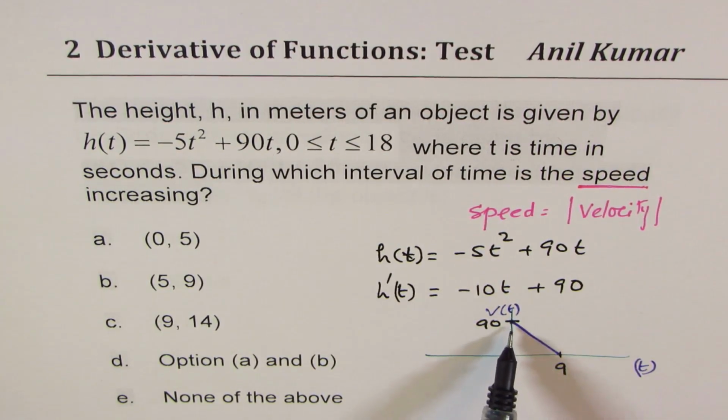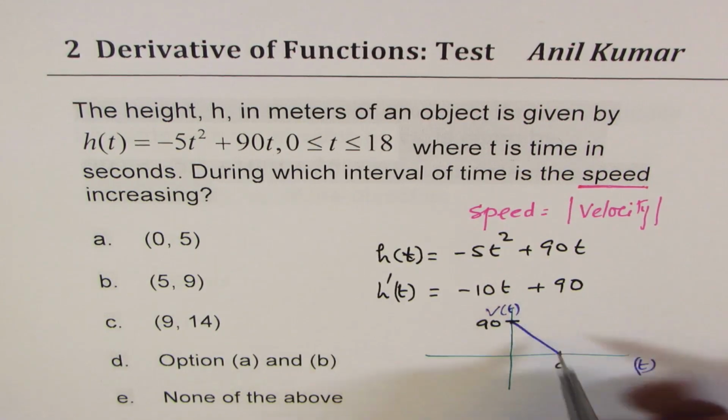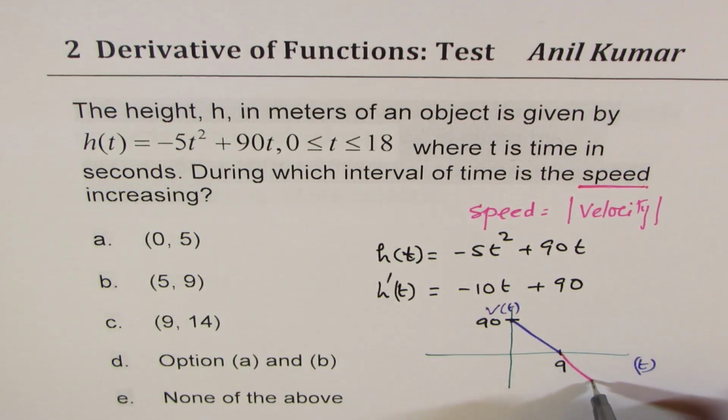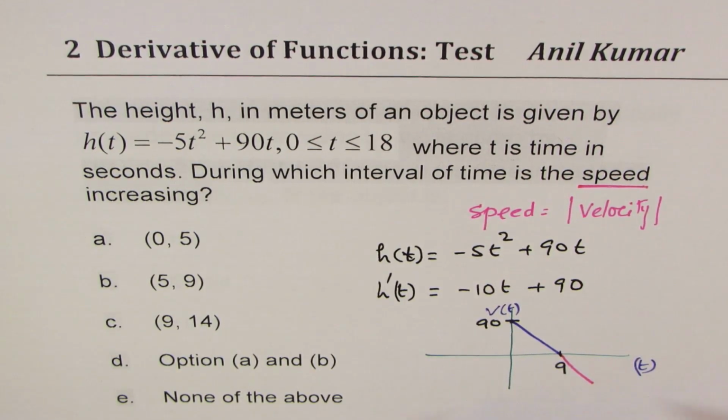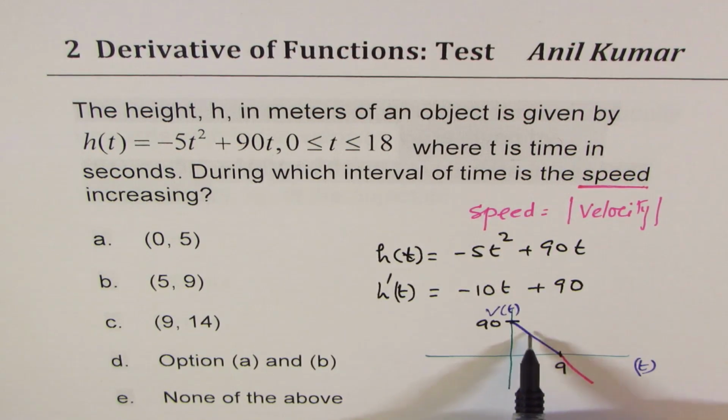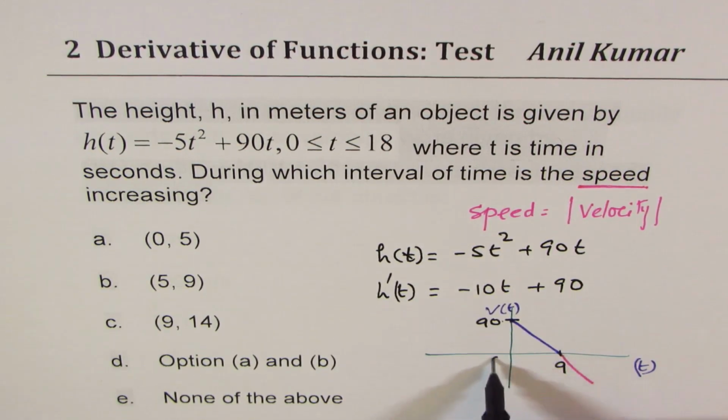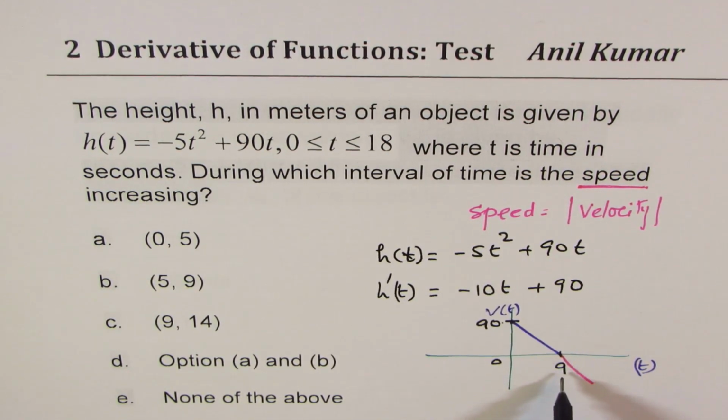Now, in this duration, you find that the velocity is decreasing. It is positive, of course. And if we go further, it is going to be negative, right? As you can see, the magnitude of velocity decreases up to the first 9 seconds. And after that, the magnitude of velocity increases.